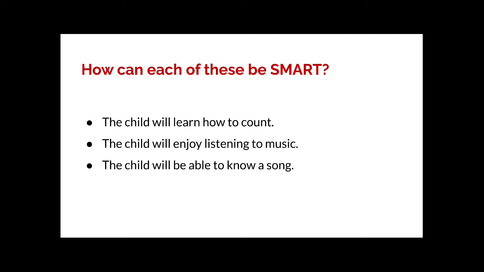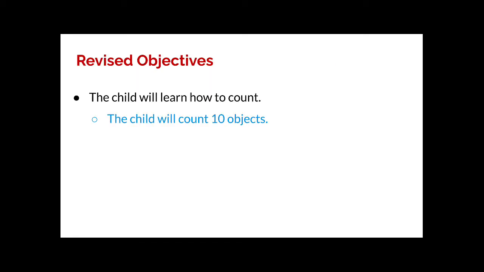So here's how I revise the objectives. There's going to be many different ways that you can revise them to make them SMART, but here are some examples of how they can be made SMART. So the first one, the child will learn to count. Remember, learn is not measurable. So the word I would use is count. The child will count 10 objects. You'll clearly be able to see and hear the child counting 10 objects.